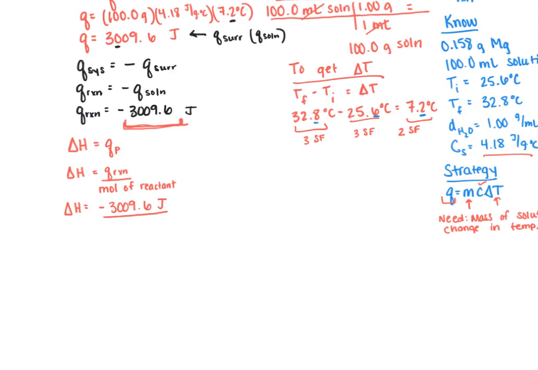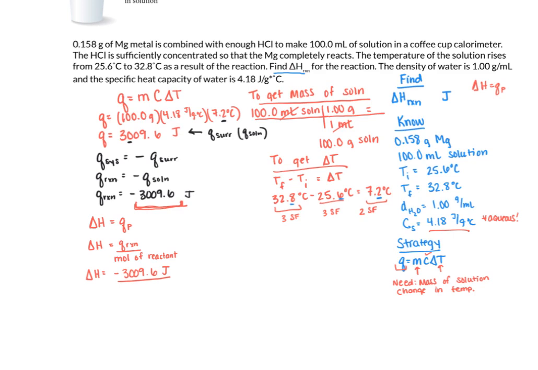Well, let's look back at the problem. Because here we have two reactants. Which one do we even want to use? In our problem, it says that the HCl is sufficiently concentrated so that the magnesium completely reacts. If the magnesium is reacting completely, that means that is our limiting reagent, so that's going to be the moles of reactant that we use. So magnesium is the limiting reagent.